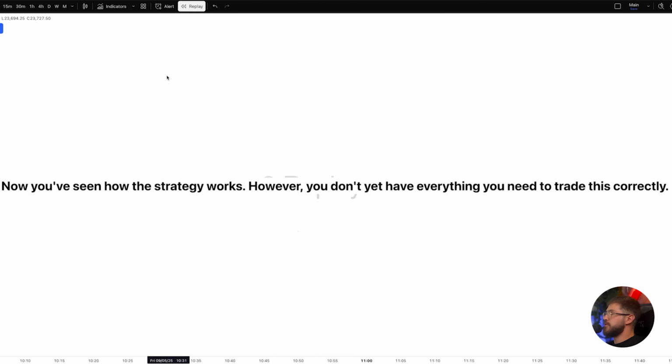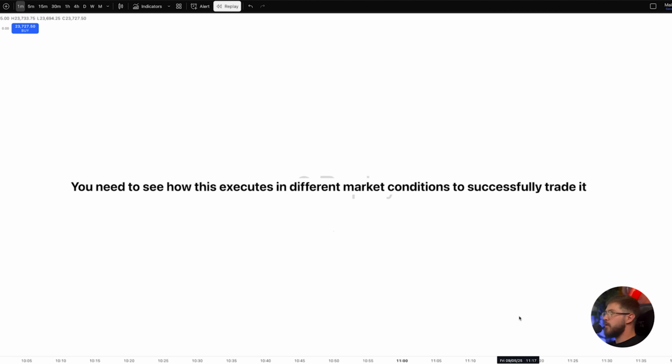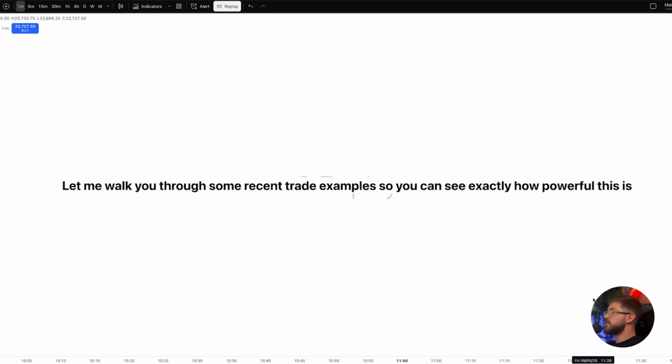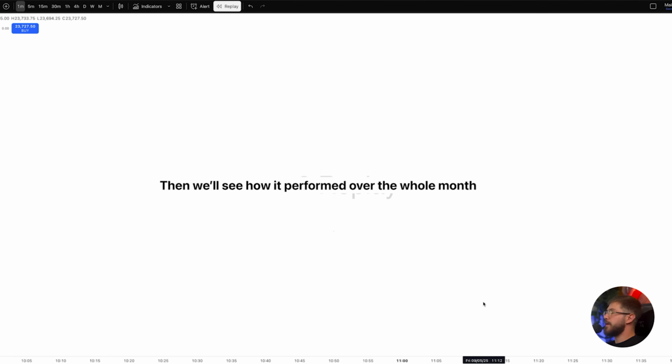And now you've seen how the strategy works. However, you don't yet have everything you need to trade this correctly. Now, why, you might ask? Well, because you need to see how this executes in different market conditions in order to successfully trade it. Let me walk you through some recent trade examples. That way you can see exactly how powerful this strategy really is. And then afterwards, we're gonna backtest it over the last month. That way you can walk away with the confidence you need in order to execute this consistently.